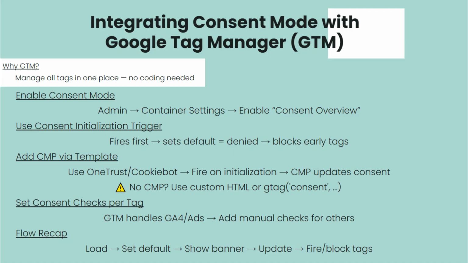Why is this needed? Without setting a default, a tag might fire and set a cookie before knowing the user's choice. The consent initialization trigger ensures no other tag jumps the gun. It's a safeguard so that, say, your GA4 tag doesn't drop a cookie if the user hasn't consented yet. We want the consent state established first thing.